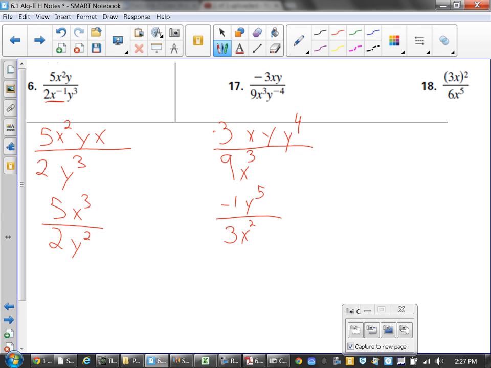Last one. We already had one like this where it's quantity 3x all squared, so that became 9x squared over 6x to the 5th. 3 over 2. Took care of my numbers first. A 2 and a 5, who wins? 5. What's 5 minus 2?